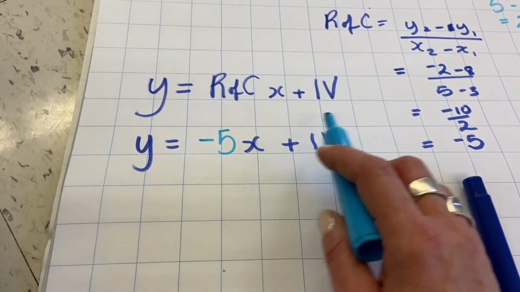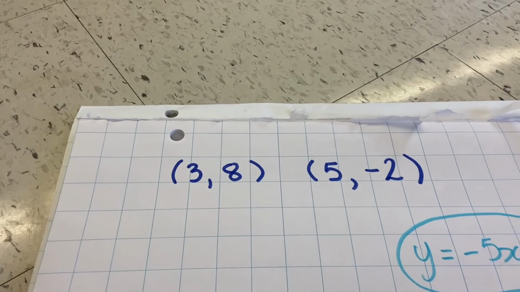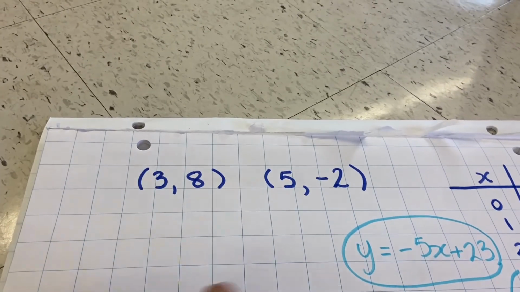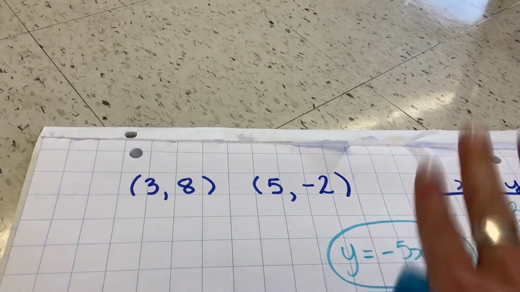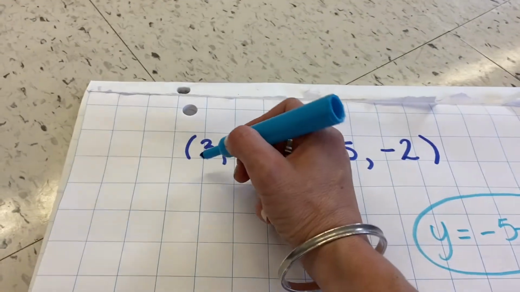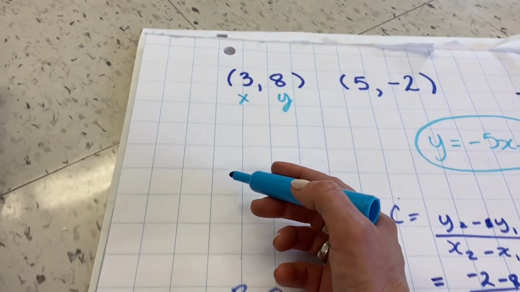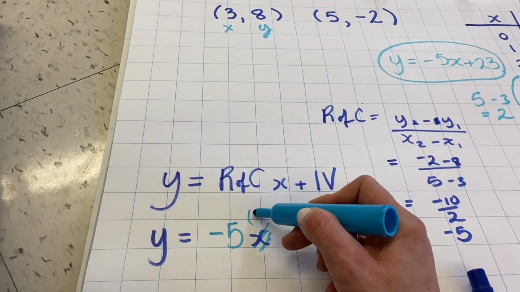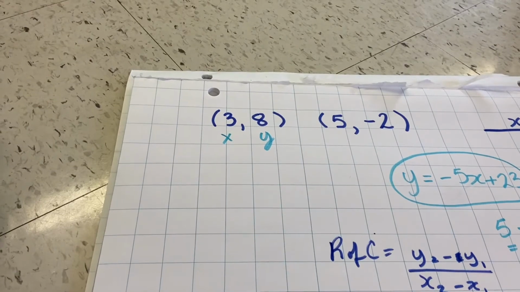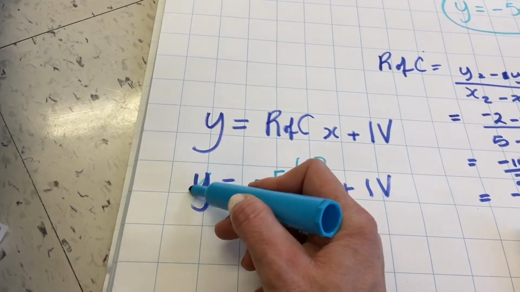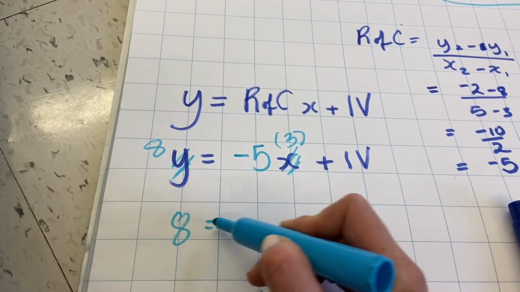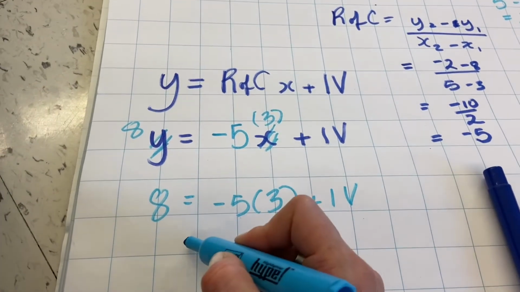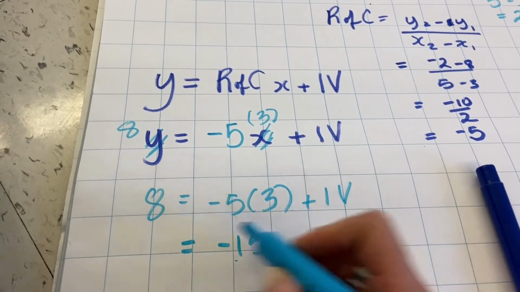So if I want to find the initial value, what I need to do is pick an x and a y that go together. It doesn't matter which set of points you pick, as long as you pick 3 and 8 to go together, or 5 and -2 to go together. I don't like negatives, so I'm not going to use the negative one. I'm going to use the one with no negatives. So this is my x, and this is my y, which means down here, where I see x, I'm going to cross off my x, and I'm going to put a 3. And then where I see y, I'm going to put an 8. So that means I have 8 is equal to -5 times 3. These two are right next to each other, which means I'm multiplying. So I have -15 plus the initial value is equal to 8.